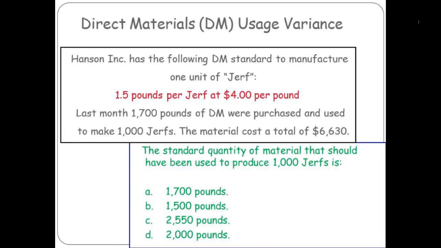Okay, same problem. How many pounds of material should they have used to produce 1,000 jerfs? This is a quick one. A, not going to give you any more time. B, C, D. The answer is B. 1.5 pounds is the standard. For 1,000 jerfs, they should use 1,500 pounds. That would be your standard quantity of materials.